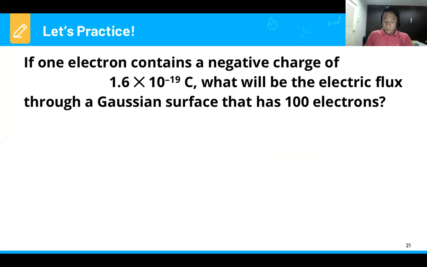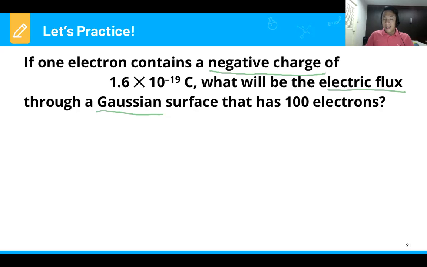So this is an example of electric flux. It's because we need to find the electric flux through the Gaussian surface. Okay? So if one electron contains a negative charge, remember this, negative charge of 1.6 by 10 raised to negative 19 coulombs, what will be the electric flux through a Gaussian surface that has 100 electrons?